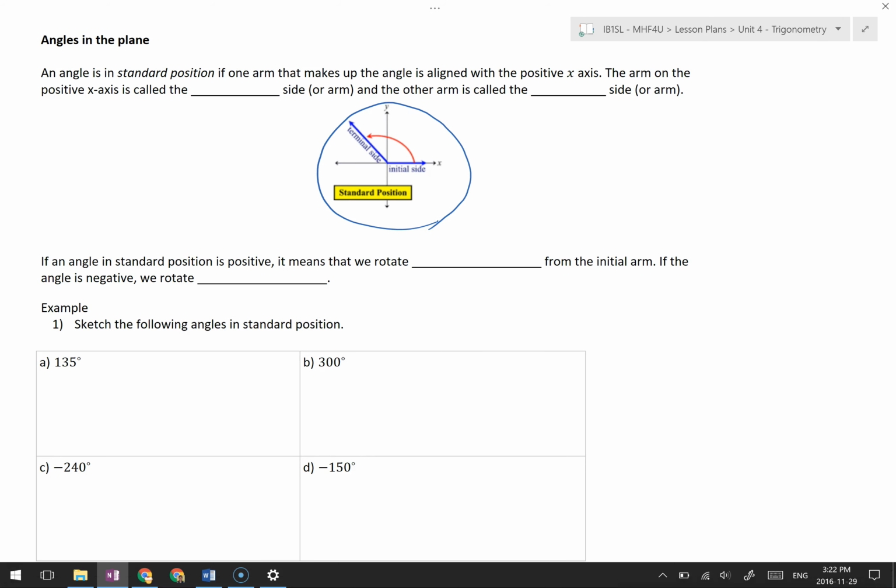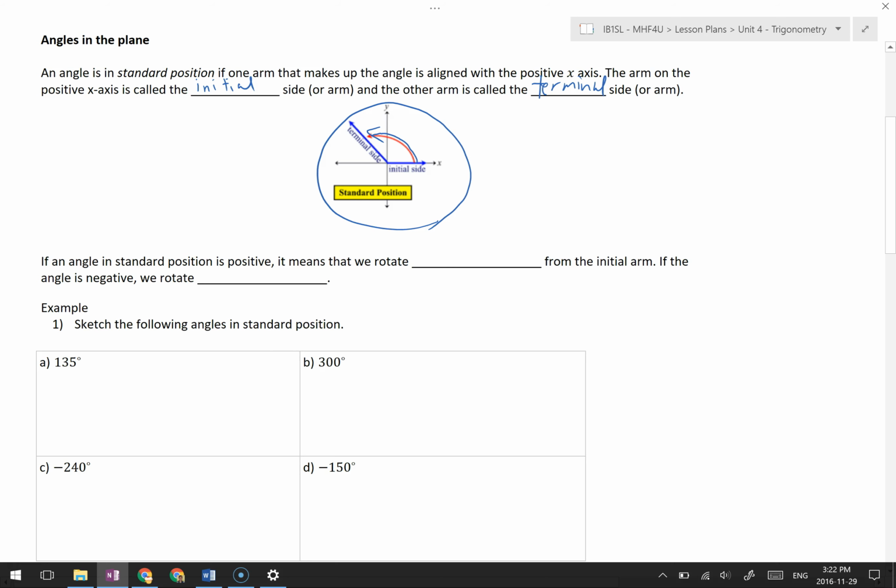We refer to them in standard position, which all that means is that one of the arms of your angle is aligned with the positive x-axis. So on the diagram in the handout, you can see one side is called the initial side. That's what we call the arm of the angle that we align with the positive x-axis. This is called the initial side or the initial arm. And then from the initial side, we rotate around. And then once we stop, that second arm is called the terminal side or the terminal arm.